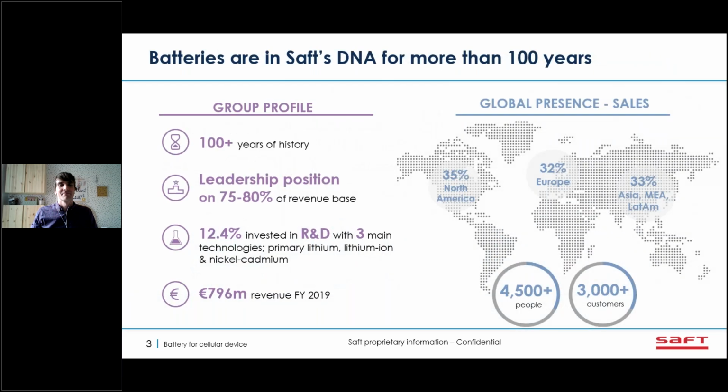So at Saft, we're developing and manufacturing electrochemical systems for more than 100 years everywhere in the world. And the brand is well known for the performance and the quality of its batteries, used from the sea bottom up to space. So R&D everywhere in the world, the experience, and clearly the batteries and electrochemical systems are the DNA of Saft.